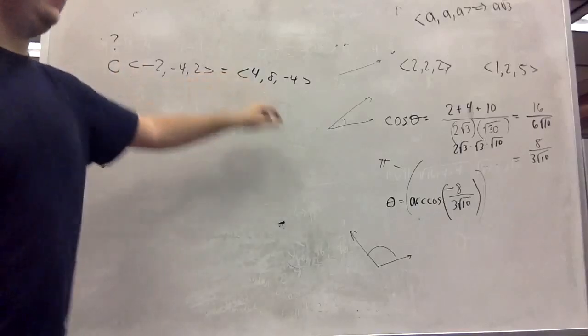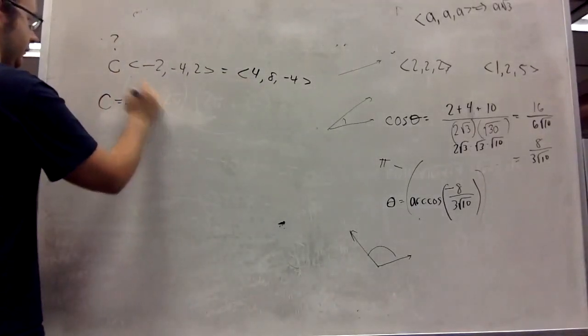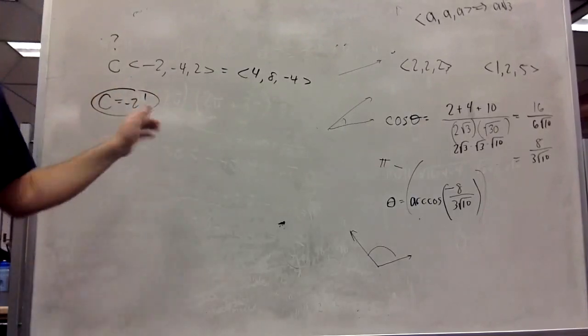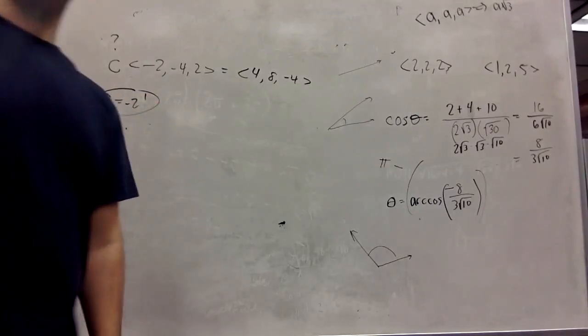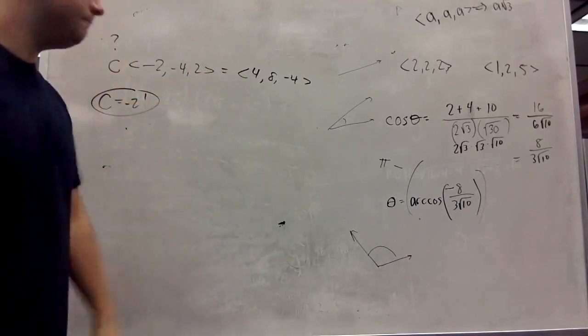Did I get this? Negative 2. Oh, wait, not negative 2 factorial, negative 2, right? Okay. So negative 2 is a number that I can multiply this vector by to get this one. So they are parallel.